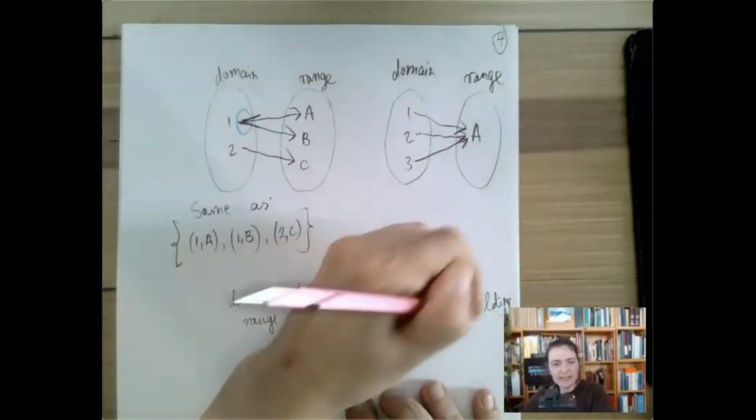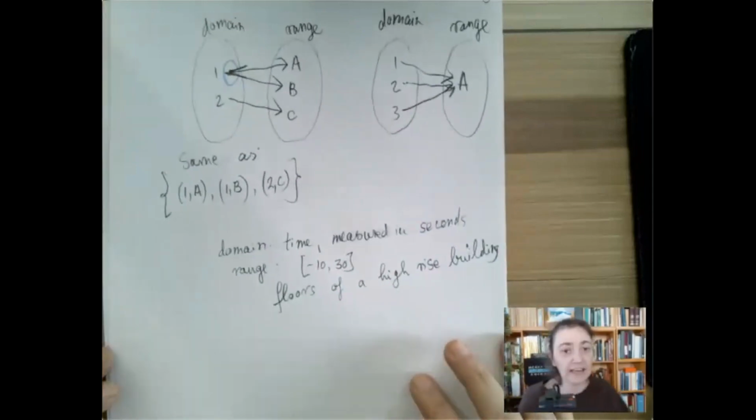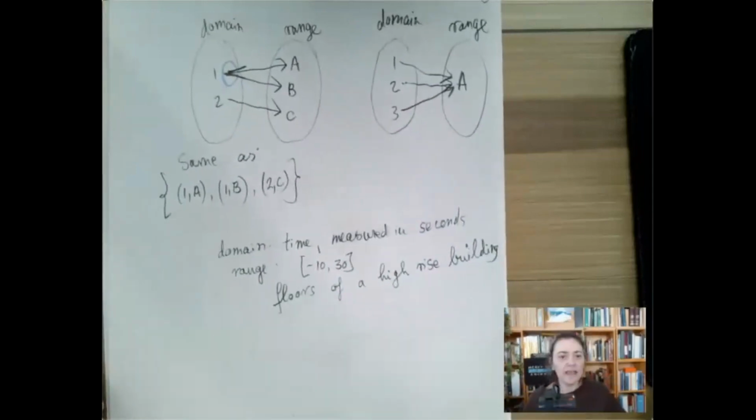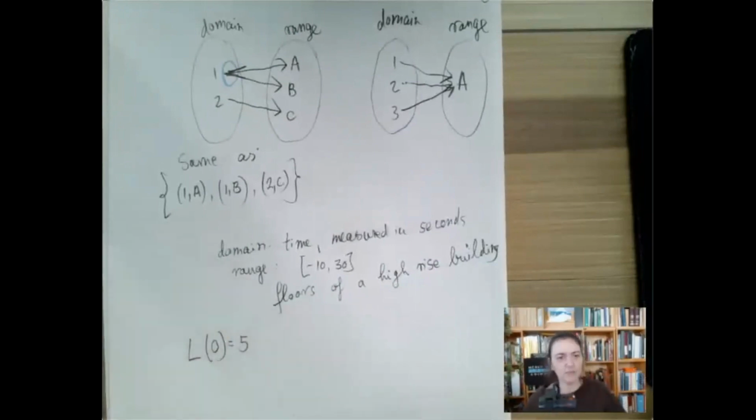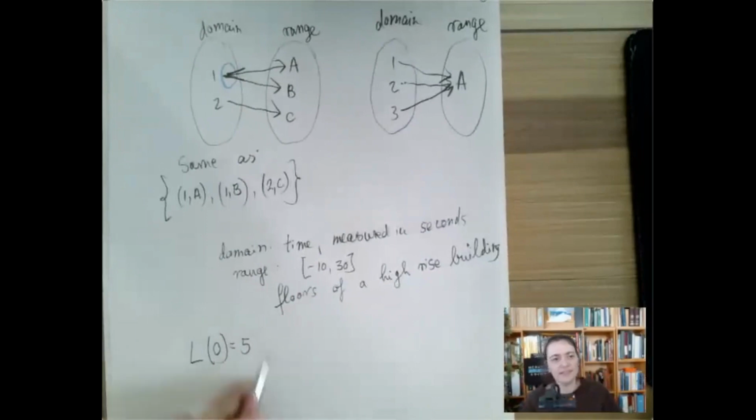And that's why we model the motion of the elevator. And if the elevator is in motion, we wait until it stops, and that's going to be the assignment. So if L of 0 equals 5, what does that mean? Describe what this means here.